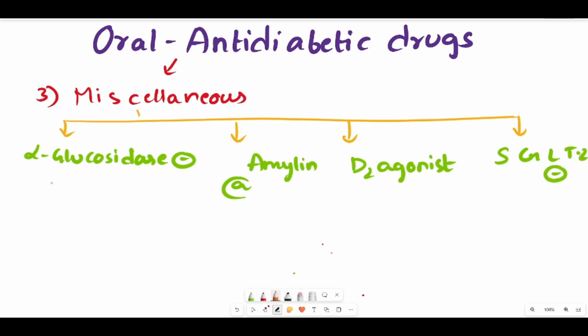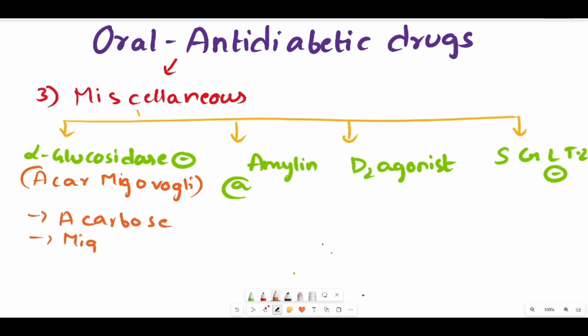To remember the drugs under the first class, alpha glucosidase inhibitors, just remember a sentence: Ekar, Migo, and Vogli. Ekar, Migo, and Vogli, which means acarbose. Migo means miglitol. Vogli means voglibose. And in amylin analogs, just remember amylin, pramlin, pramlin, amylin. So the drug is pramlintide.